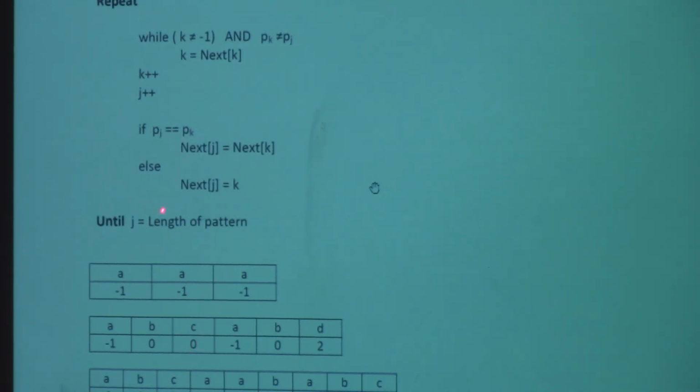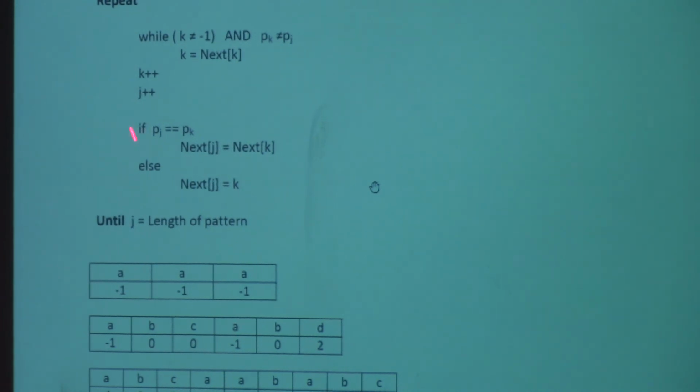K is 0. Okay. So now we're going to come up here. So remember, 0 and 2. So k is 0. Not equal to 1? Okay. Compare pk and pj. True, not equal or equal? Because? A and C, right? So k is equal to the next of k. What's k? So what's the next of k going to be? -1. Where does k go to? 0. And j goes to? 3. 0, 1, 2, 3.